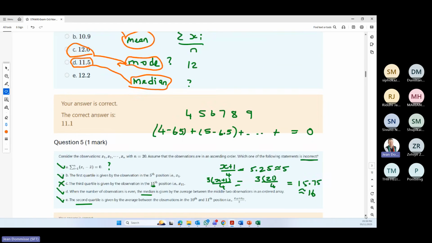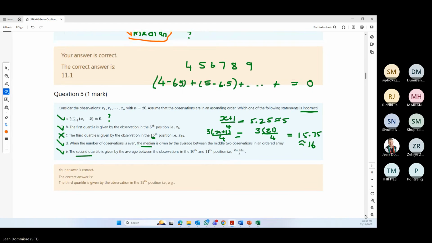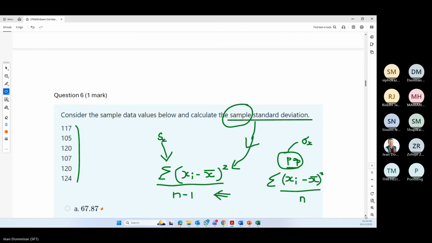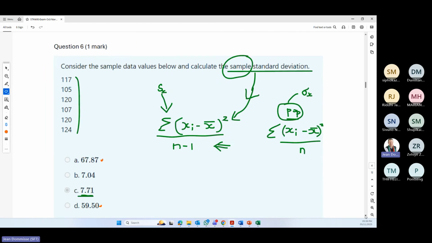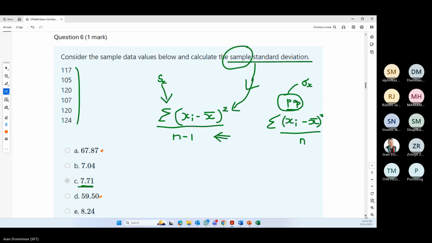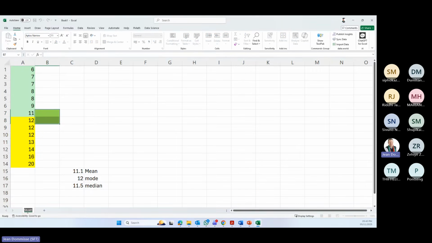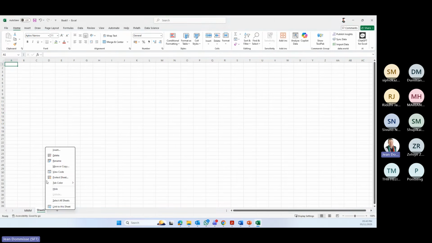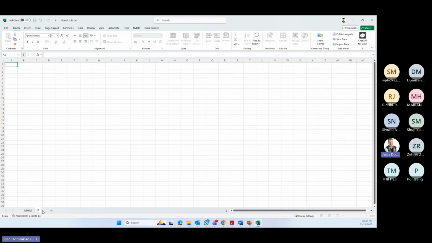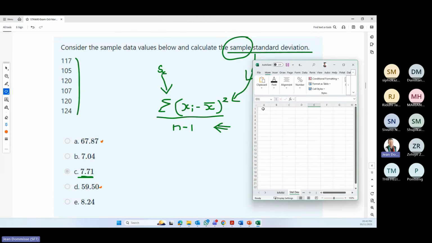Okay, then there was, I think, this one, the standard deviation. So let's quickly put this sheet as mean, median, then do this sheet as standard deviation. And let's quickly look at the data.